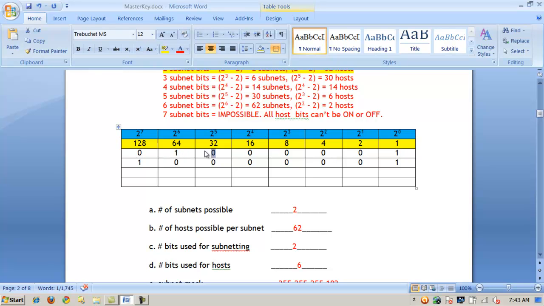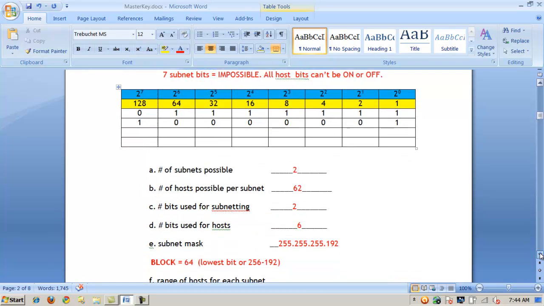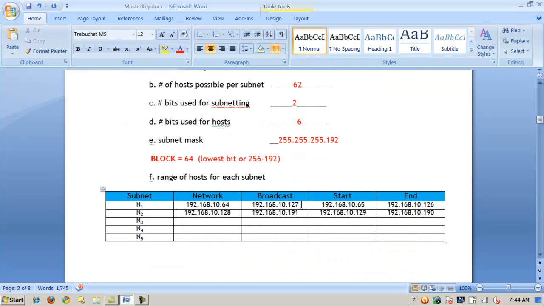Now, let's see the last one. If I turn all these bits on, change all these to 1s here, then I have the 64 and the 32, the 16, the 8, the 4, the 2, and the 1. That's 127. There's my broadcast address.